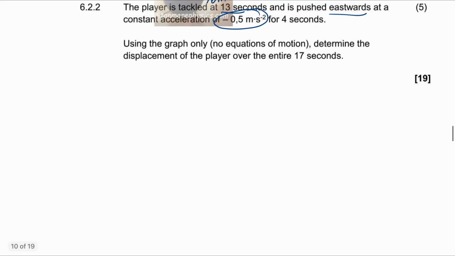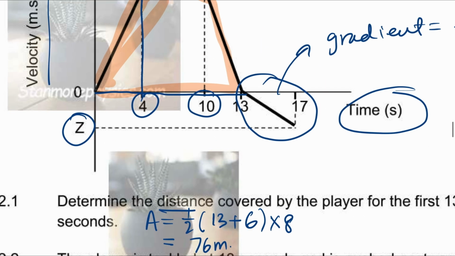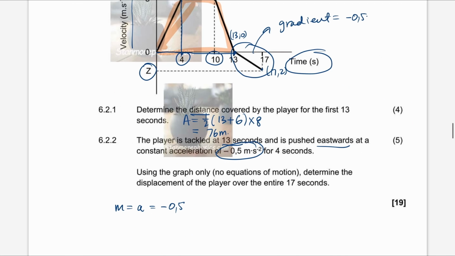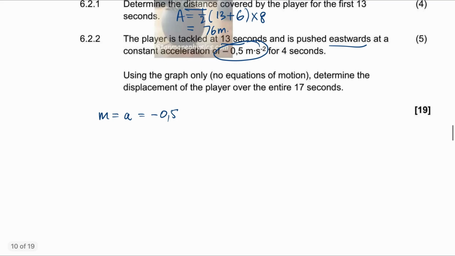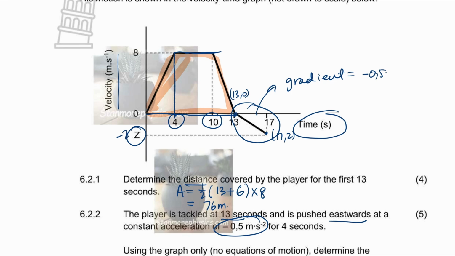So I'm going to write out here that the gradient is equal to the acceleration, which is equal to minus 0.5. Now, coordinates here, this coordinate is 13 and 0, and this coordinate here is 17 and z. So I'm going to use the formula, y2 minus y1 over x2 minus x1. So this is going to be z minus 0 divided by 17 minus 13 is equal to minus 0.5. That means z is equal to minus 2. So this value right here is minus 2.